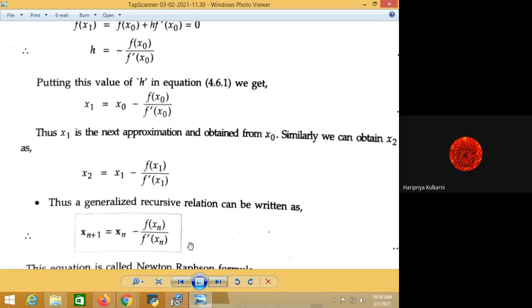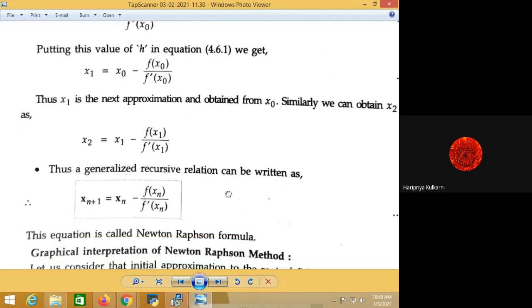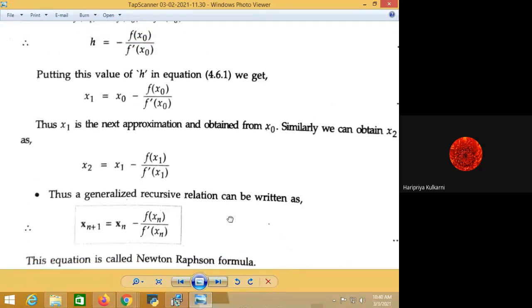So this is the standard formula of the Newton-Raphson method to solve the polynomial equation: x of n plus 1 equal to xn minus f of xn upon f dash of xn. How many iterations we have to perform will depend on the accuracy. Okay, so here is the derivation of the Newton-Raphson method that we all have studied.